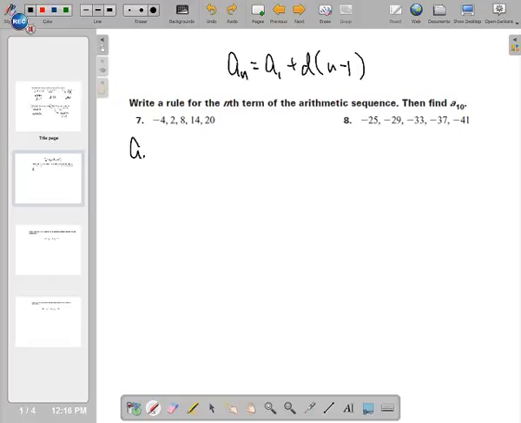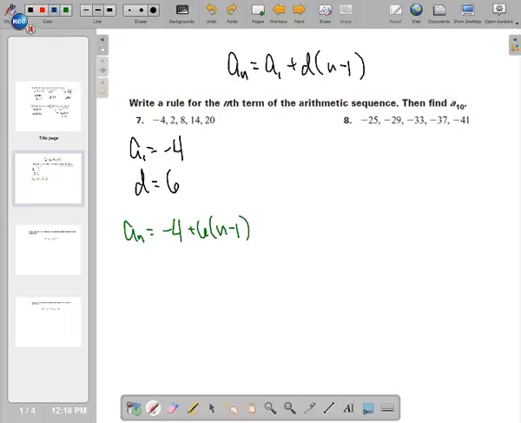So I need to figure out the first term. The first term is -4, and I need to figure out the common difference. From -4 to 2, they added 6, they added 6, they added 6, they added 6, so the common difference is 6. Then I can write my equation. A sub n is -4 plus 6 times n minus 1. So there's the first part. This is the nth term.